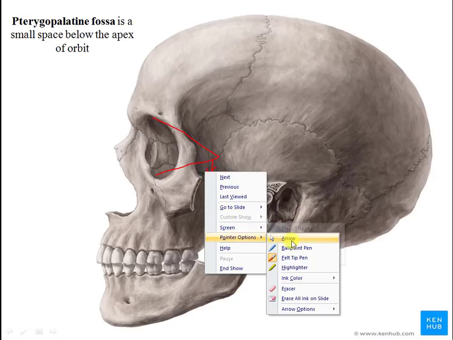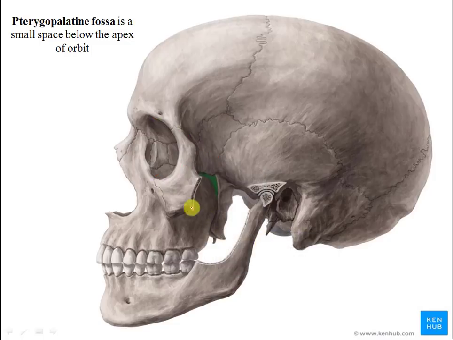Of course this fossa is very important, you will take it in detail later, but initially this is the greater wing of sphenoid, and we said that here on the floor we have the foramen rotundum. Here the maxillary nerve passes to enter the pterygopalatine fossa.